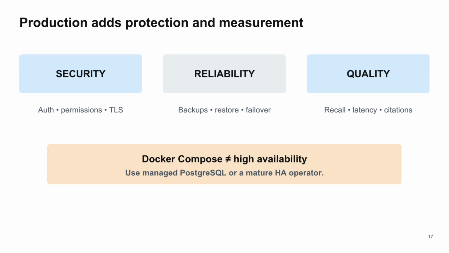Usually the local demo, the first prototype, teaches the system shape, but production needs to add authentication, document permissions, TLS or transport layer security, secret management, backups, restore testing, failover monitoring, and retrieval evaluation, and so on. Docker Compose makes local setup repeatable.